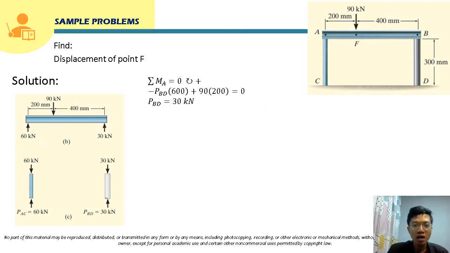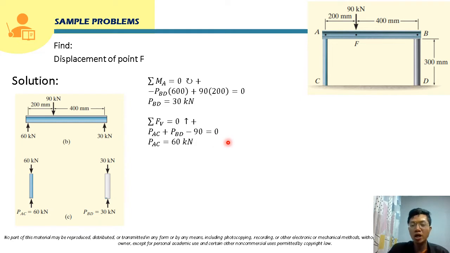For the reaction at A, we can use summation of forces vertical since we already solved for the reaction at B. Summing forces vertical, that will be P sub AC plus P sub BD minus 90 equals 0. Since we already have PBD, we will just substitute that here. So our reaction at A is 60 kilonewton, as illustrated here, and the reaction at B is 30 kilonewton.